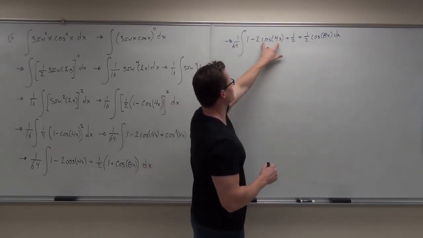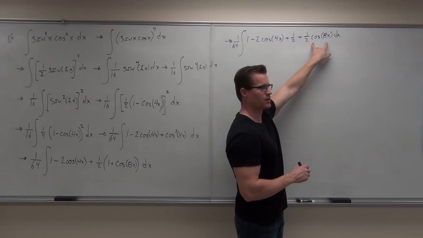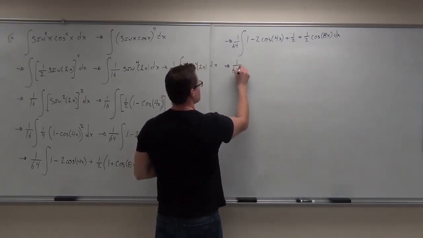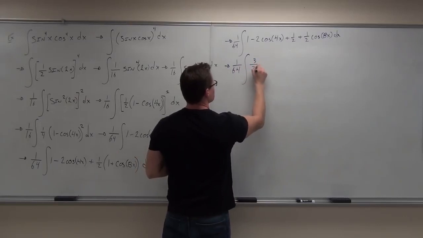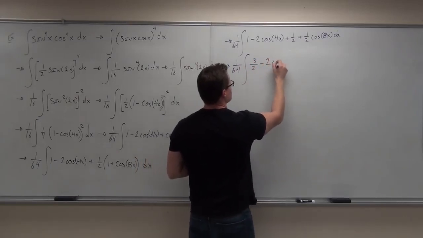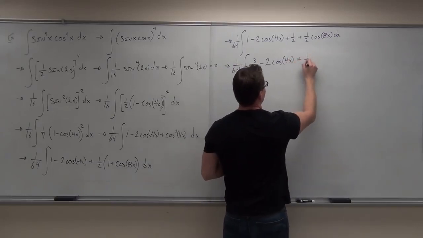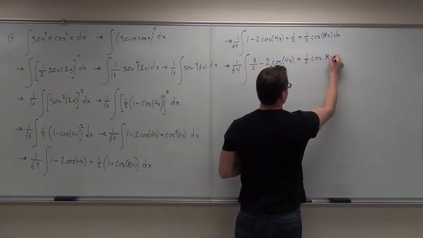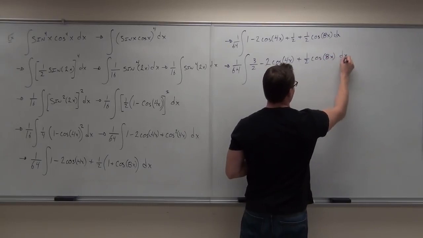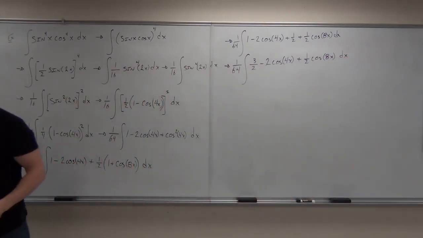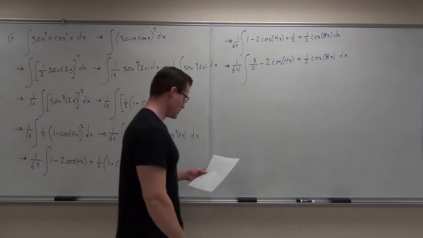Can I combine cosine of 4x and cosine of 8x? No. That's a no-no. So 1/64, we got 3 halves minus 2 cosine 4x plus 1/2 cosine 8x dx. My goodness, that's a lot of junk. I want to make sure that we're all good to go. Do you guys feel okay on what we've done so far?